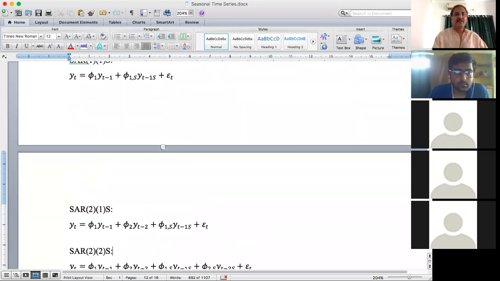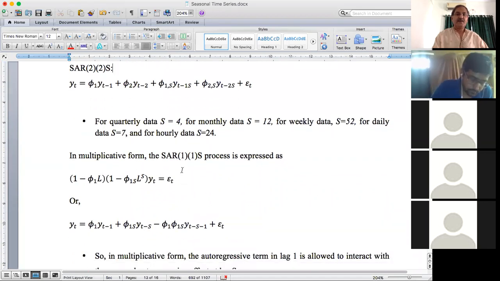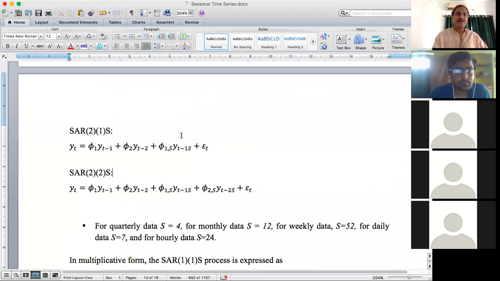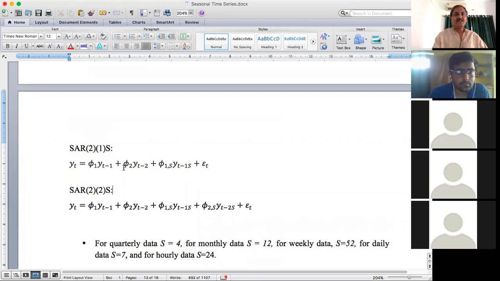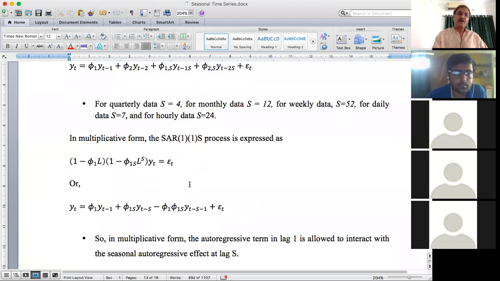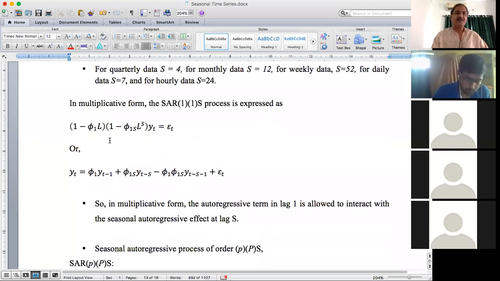There is another way to express the actual seasonal time series variable in autoregressive process in a multiplicative form. Why is it additive form? Because we have just added the non-seasonal autoregression to the seasonal autoregression. This is the non-seasonal autoregression, this is the seasonal autoregression, and we have added them together to express the autoregressive part of the actual time series yt. The alternative way is to express the autoregressive process in a seasonal time series in a multiplicative form. Multiplicative form means the non-seasonal part into seasonal part.